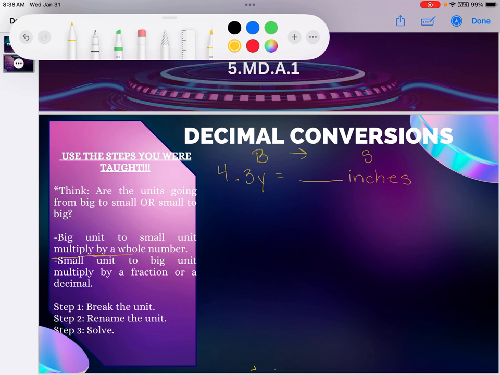Okay? So what I tell students all the time, you're multiplying by a decimal. Go ahead and take that and convert it into unit form. So make this 43/10 times 36. So we have 6 times 3 is 18, 6 times 4 is 24, plus 1, 25. And then we just kind of keep going.